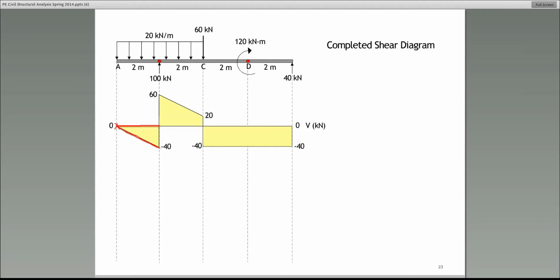Ryan, what's SFD? Is that a shear? I don't know what SFD is.